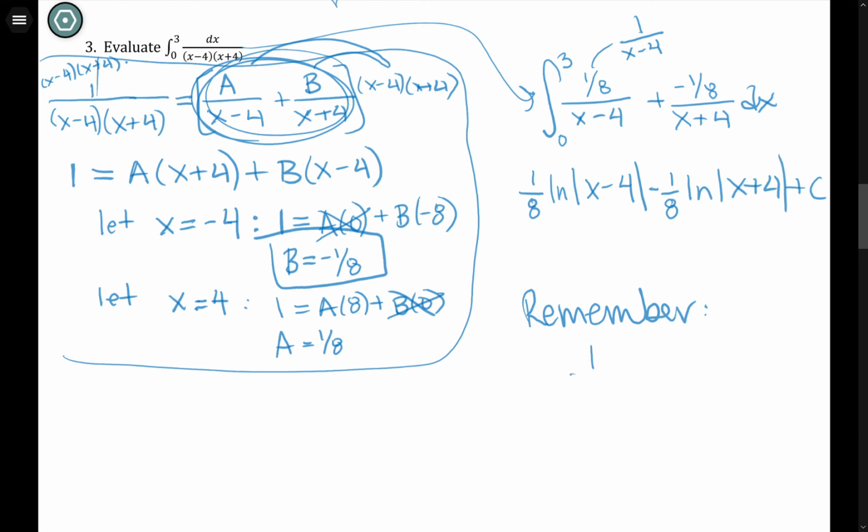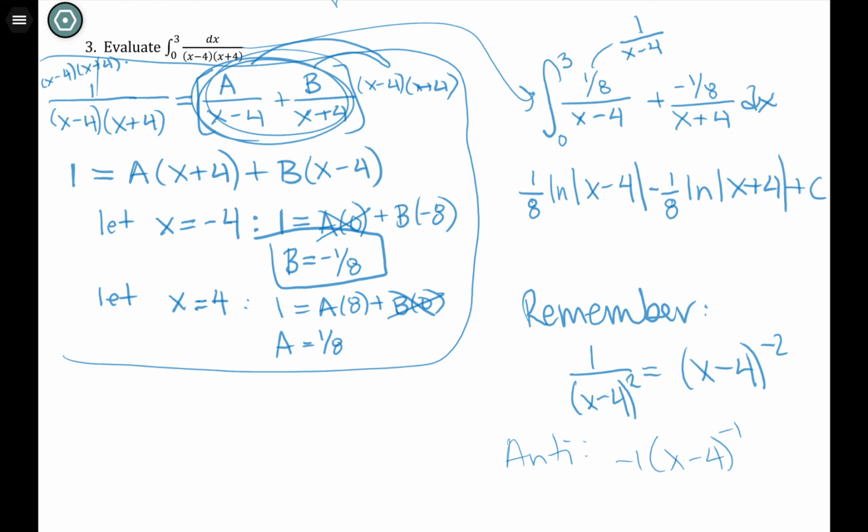If we had a 1 over x minus 4 squared, remember that's x minus 4 to the negative 2. So the antiderivative would be an x minus 4 to the negative 1 divided by negative 1, or multiplied by. So unless it's a first power in the bottom, you're not going to get a natural log. It's only for first powers that works.